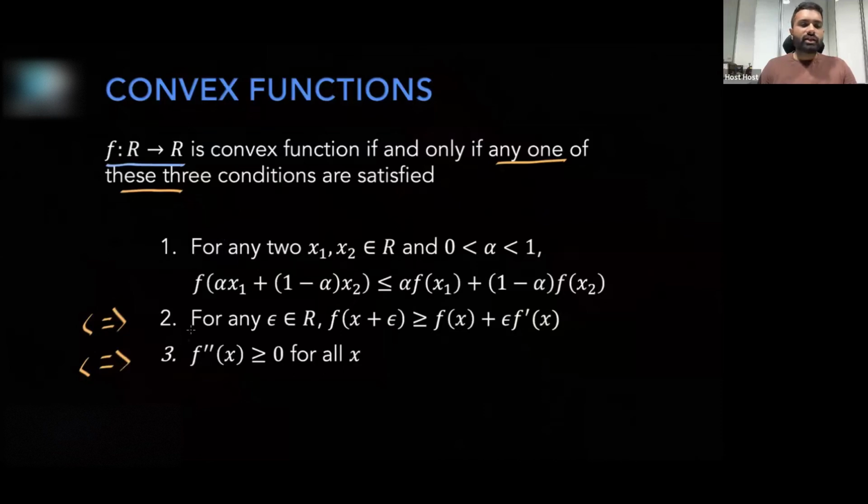So let's dwell into this condition specifically. f is convex if for any 2 points, x1 and x2, belonging to R, and any alpha in 0 and 1, f evaluated on alpha times x1 plus 1 minus alpha times x2 is less than or equal to alpha times f of x1 plus 1 minus alpha times f of x2.